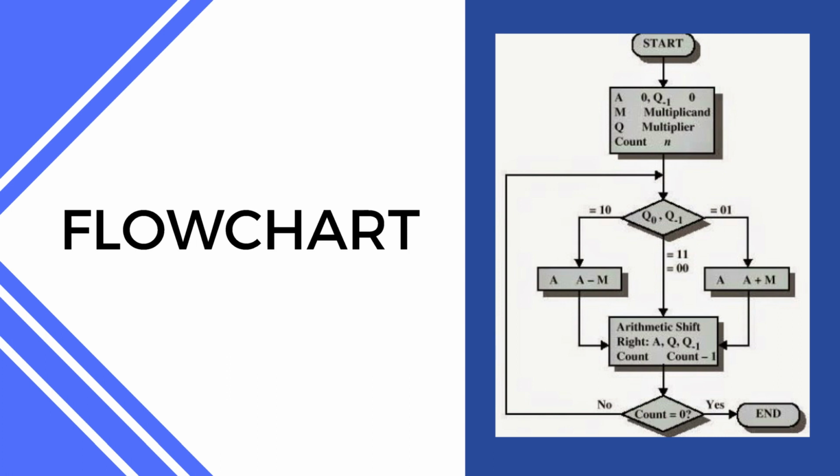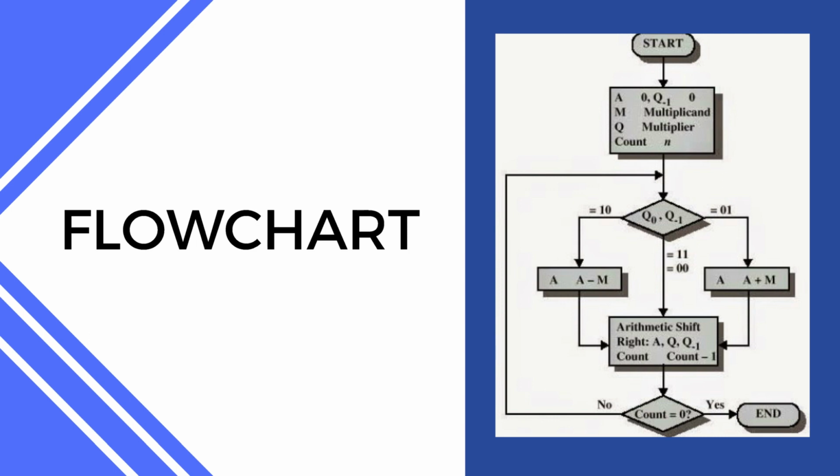Then in the third step we check the least significant bit of the multiplier. If it is 1, we add the multiplicand to the accumulator using 2's complement arithmetic. If it is 0, we skip this step. Then fourth, we right shift the accumulator and multiplier by 1 bit position. This is equivalent to dividing the accumulator by 2 and shifting the bits in the multiplier 1 position to the right.